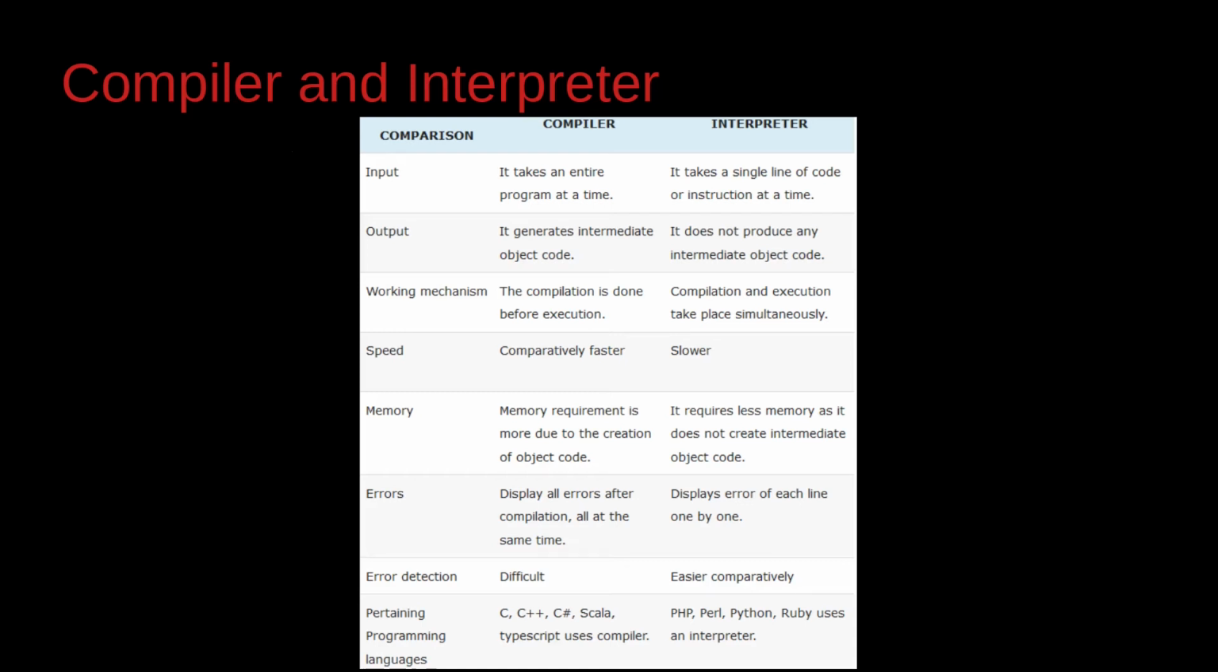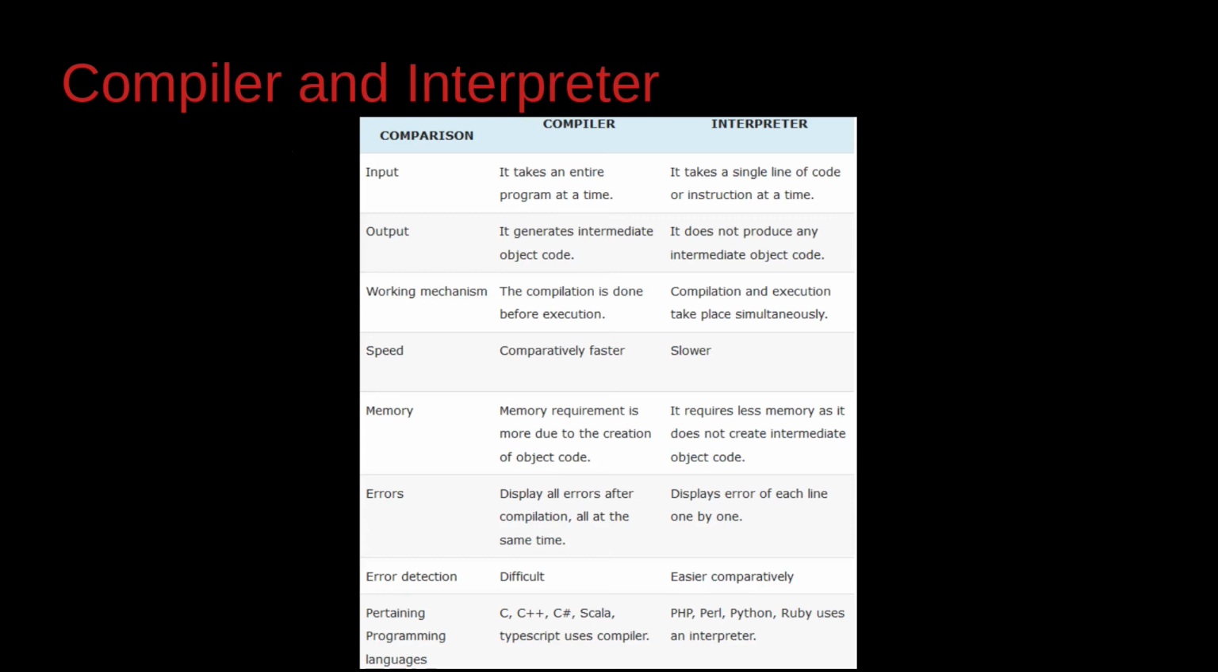Working mechanism. In compiler, the compilation is done before execution. So before the program is run, everything is compiled beforehand. So if there are any errors, they'll show up in the beginning. While in interpreter, compilation and execution take place simultaneously. For example, it will show a line, compile it, and execute it, and then move on to the second line.